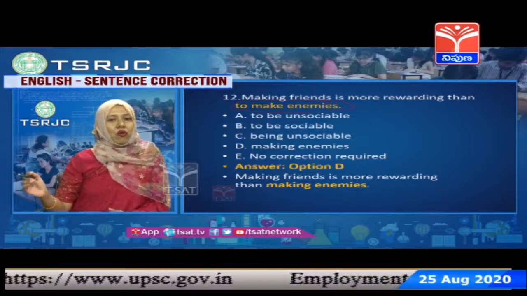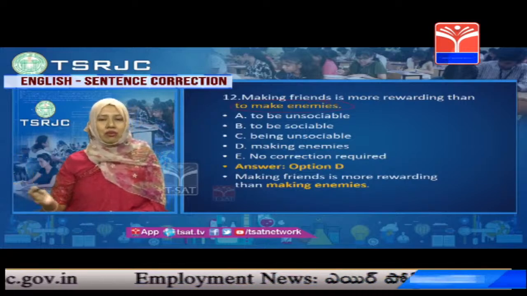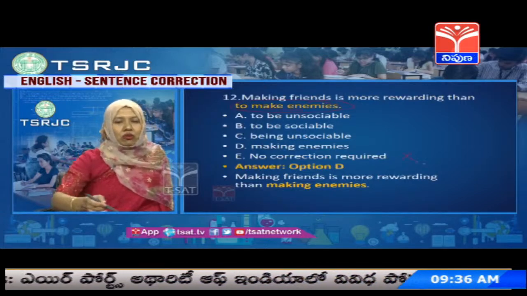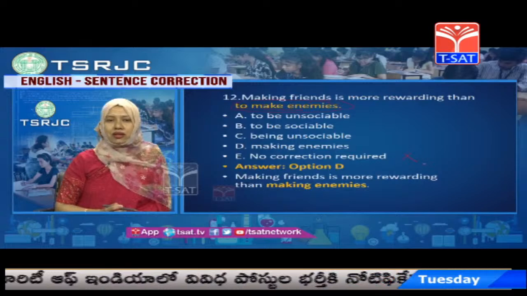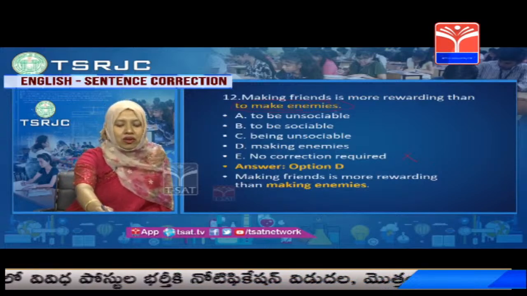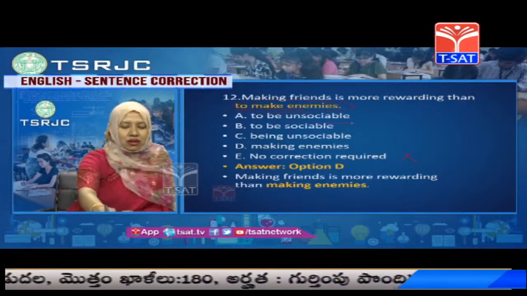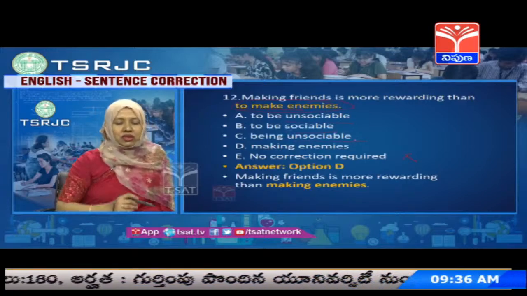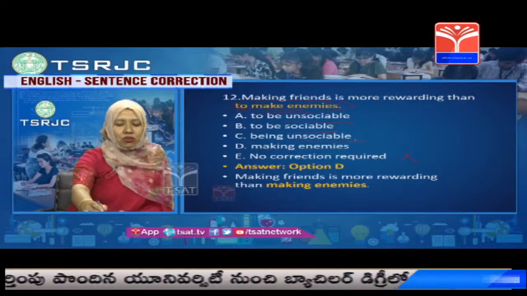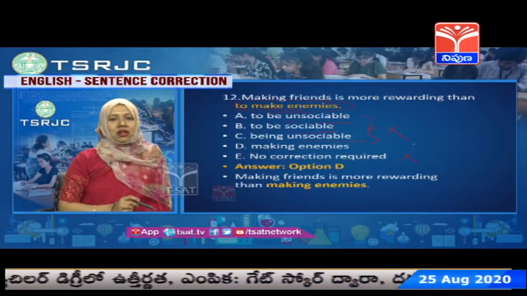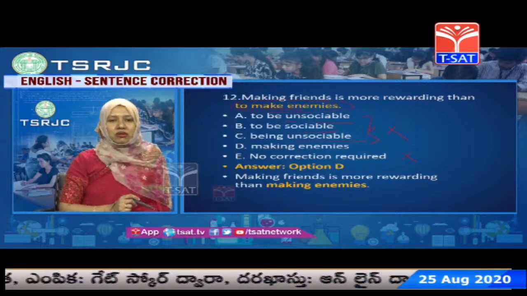Making friends is more rewarding than to make enemies. There is a mistake here. So, the no correction required option is wrong. Eliminate this. Here the word enemies is used. It is ending with enemies. And here the words sociable and unsociable are given. So, all these options are wrong. Eliminate this. Now, we are left with only one option.